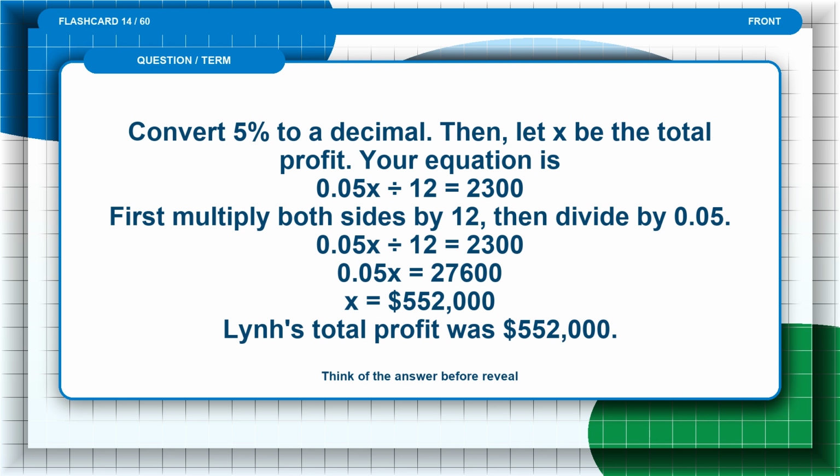0.05x divided by 12 equals 2,300. 0.05x equals 27,600. X equals $552,000. Lynn's total profit was $552,000. Think of the answer before the reveal.